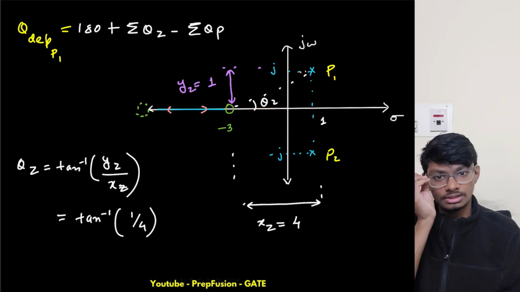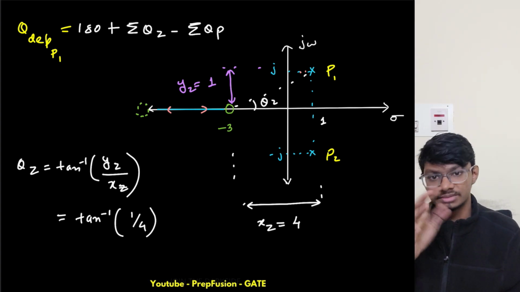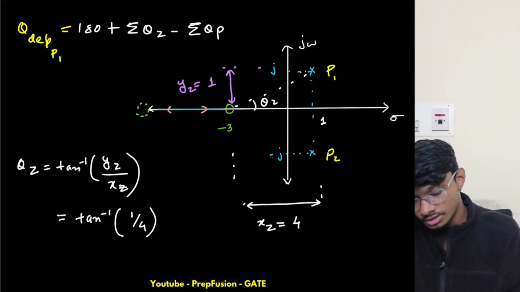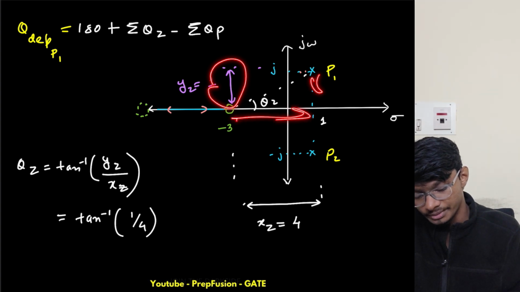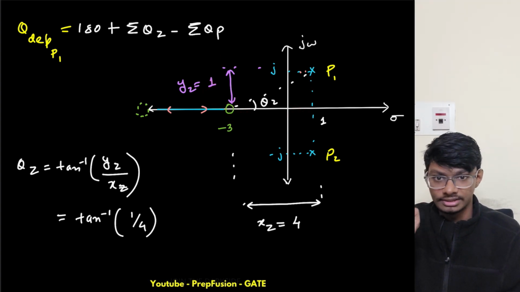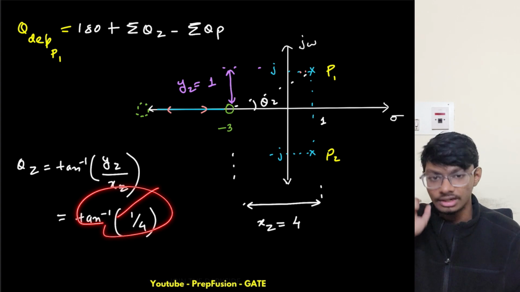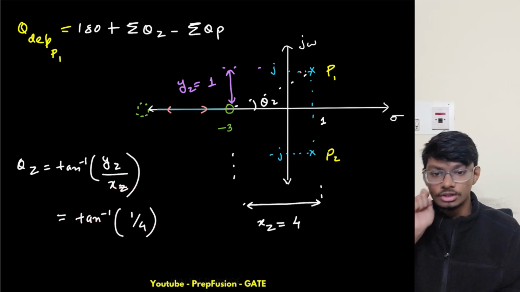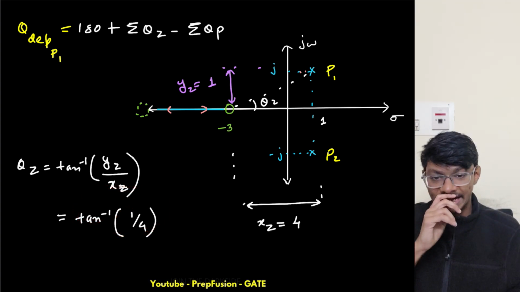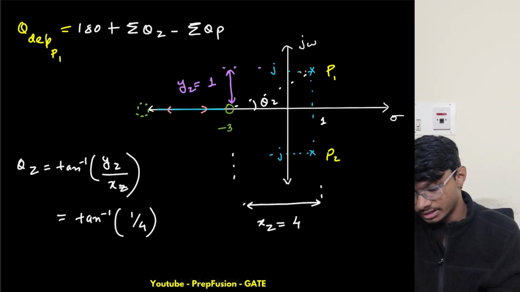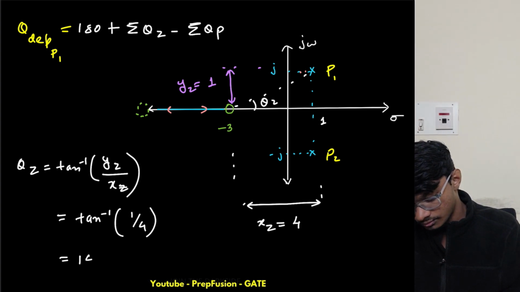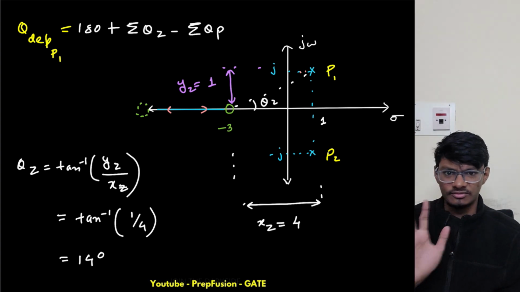Simple trigonometry I am applying, so I hope you understand it. This is the height and this is the base, right? I am applying tan theta equals height upon base, and then finding the angle theta. If you do it, tan inverse 1 by 4 comes out to be, I have written it down, approximately 14 degrees, right?